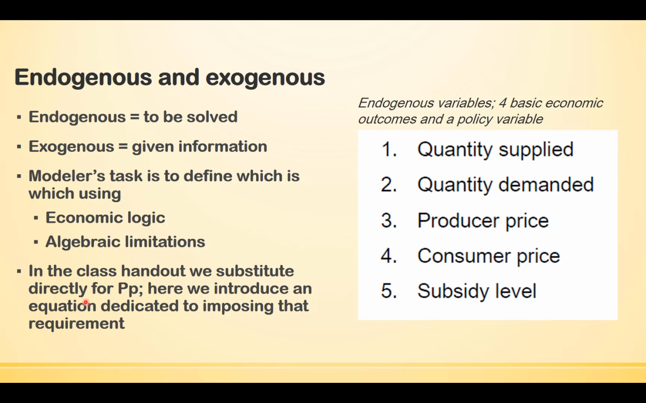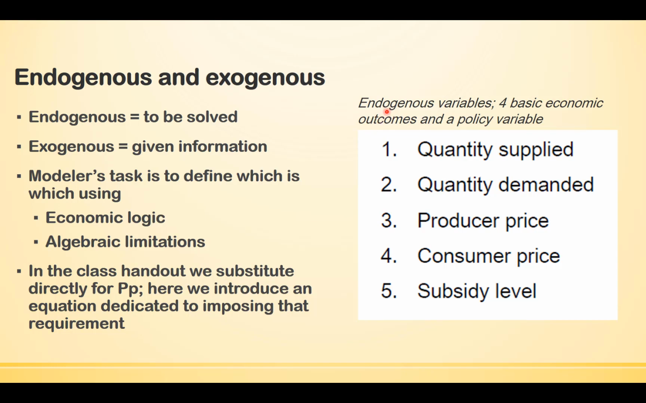In the class handout from Monday, I substituted directly for the producer price. Here I put that equation in because the benefit of doing these matrix problems is you can add as many equations as you want, as long as you have the right balance between the number of equations and the number of unknown variables, or endogenous variables, then everything will work out.